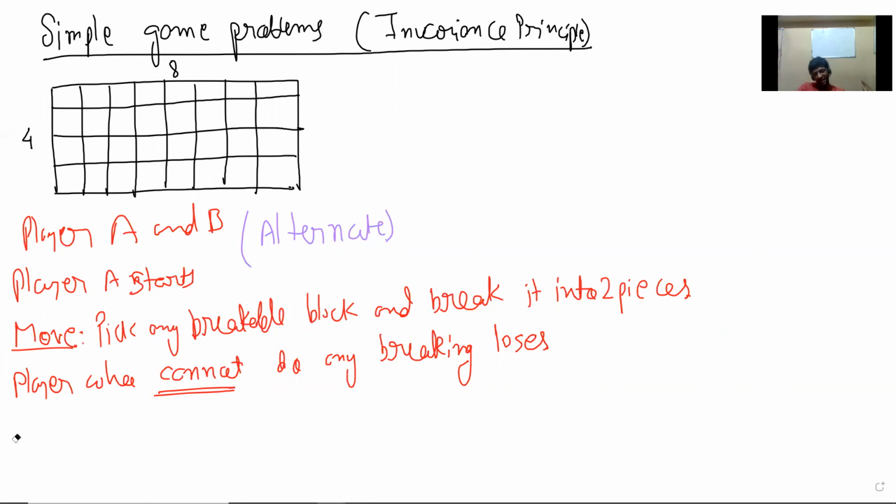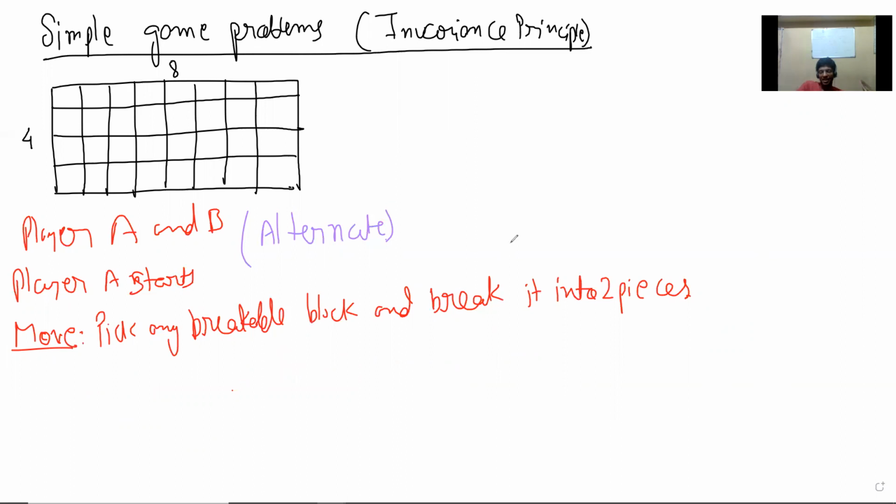But then A can eat the whole chocolate, right, to begin with. So what should it be? Here it's a bad thing: the one who makes the last move loses.